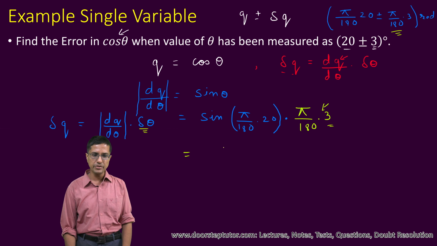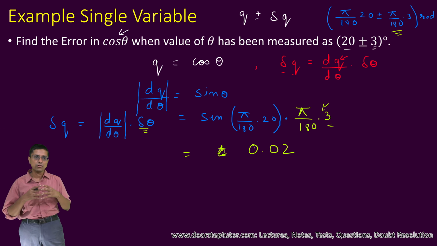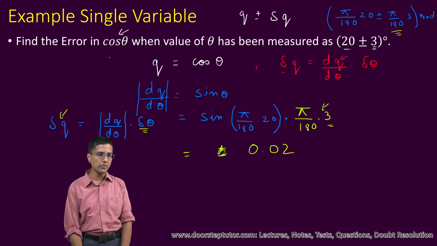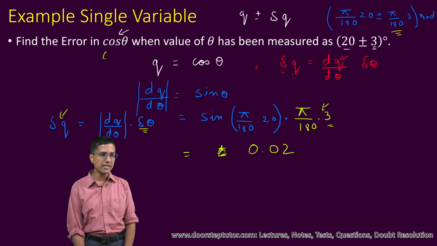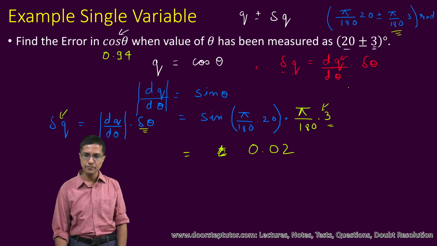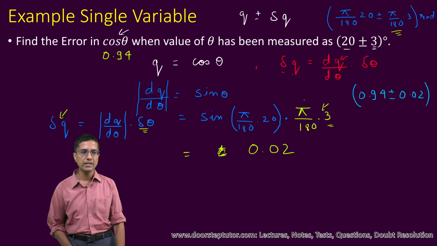And if you compute this, it comes out to be plus minus. We will not write plus minus right now, but we'll simply write the value 0.02. So that is our error in computation of cos theta. That is the delta q. And of course we know the value of cos theta, which is cos 20. That comes out to be 0.94. Okay, so cos theta is 0.94. So if you are interested in the final answer, that would become 0.94 plus minus 0.02. So that is the final answer for cos theta.